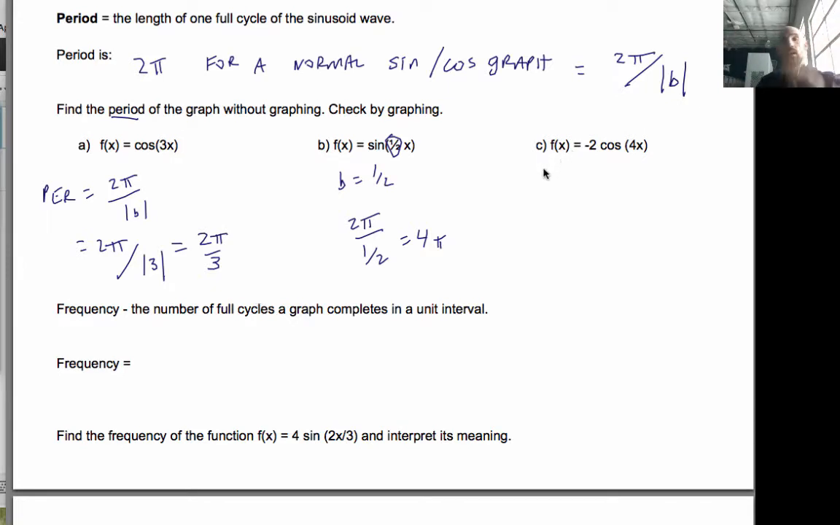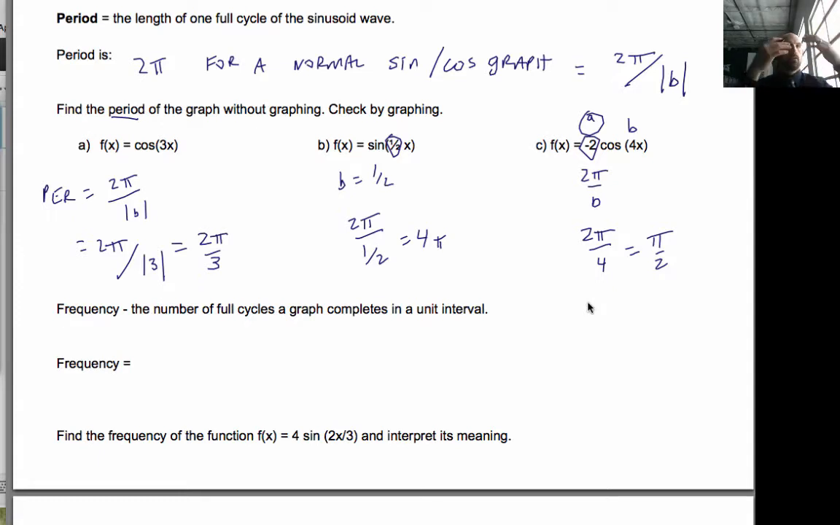Okay, in this one, period is 2 pi over b. Well, check it out. This is a, right? And this is b. Just because a is not 1 doesn't affect the period any. So this is still 2 pi divided by 4, which is pi over 2. Okay, so that's how period works.